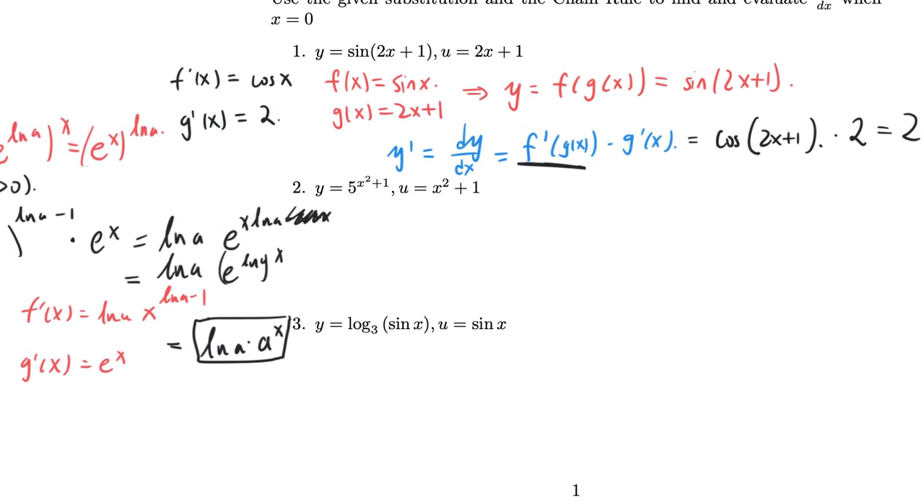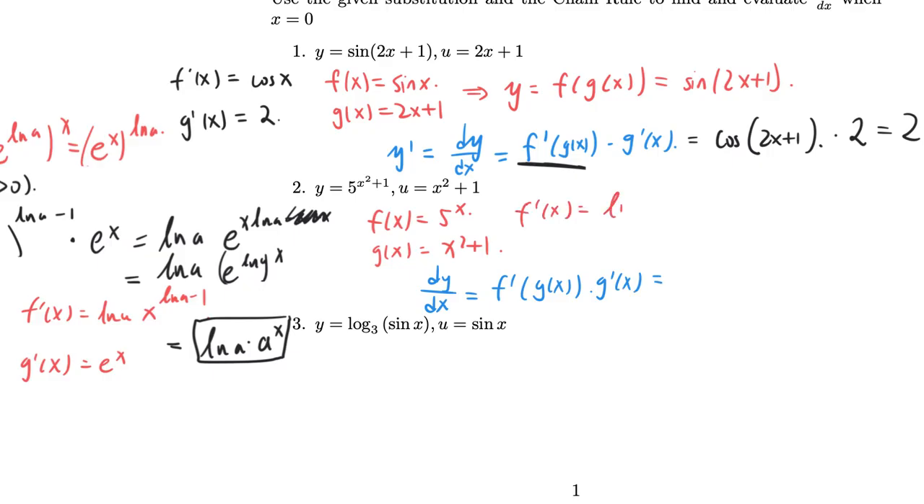So then we can apply this right over here. So here we can define f of x is equal to a to the x, or like 5 to the x, rather, and g of x is equal to x squared plus 1. So then we can evaluate dy over dx again. dy over dx is just f prime of g of x times g prime of x. So let's evaluate f prime of x. F prime of x is ln 5 times 5 to the x. And g prime of x is equal to 2x.